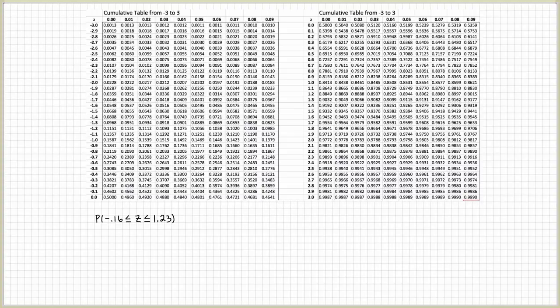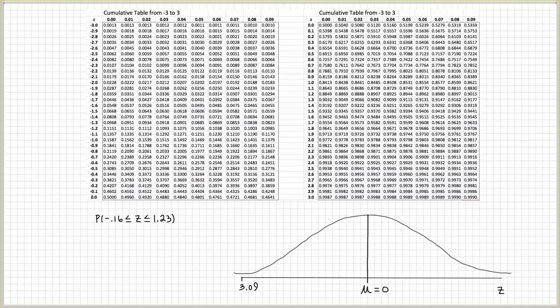What's the probability that z is between negative 0.16 and 1.23? Okay, let's draw it one more time. Our standard normal curve, and we get negative 0.16. Where's that at? Well, that's going to be to the left of 0. Let's say it's over here. And 1.23, that's going to be to the right of 0. Let's say it's over here. All right, so that's the area that we want to shade.